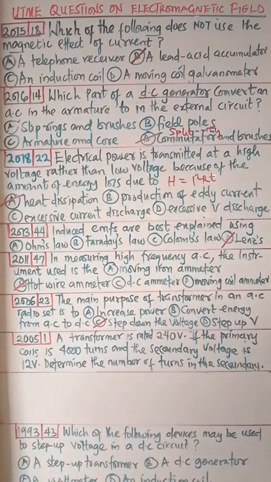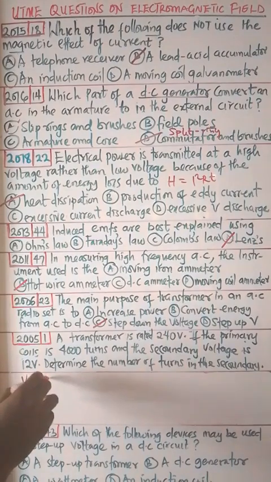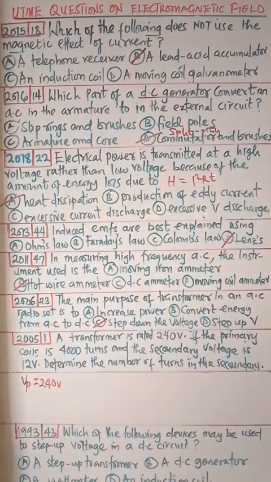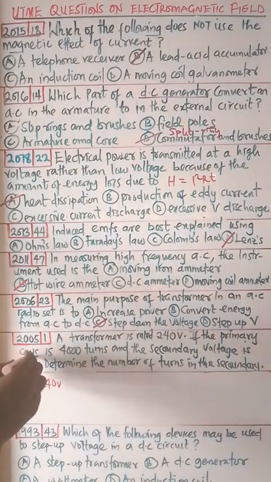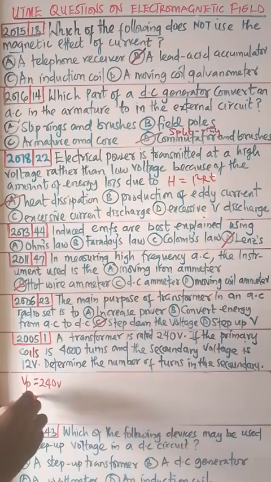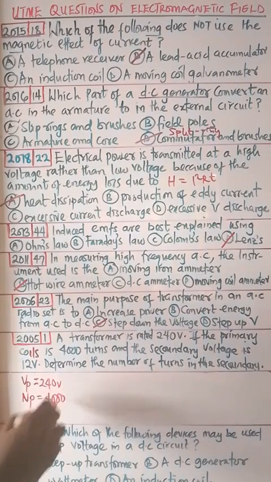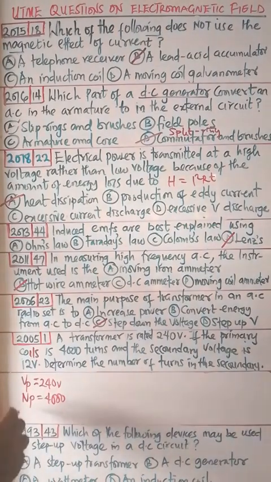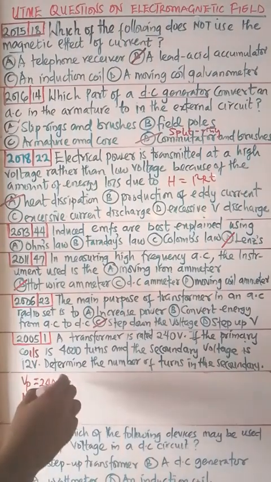Next, a transformer is rated 240 volts, meaning the maximum you can take in the primary is 240. That is, the voltage in the primary coil is 240 volts. If the number of turns in the primary coil, NP, is 4,000, and the secondary voltage, VS, is 12 volts, determine the number of turns in the secondary. We are looking for NS.